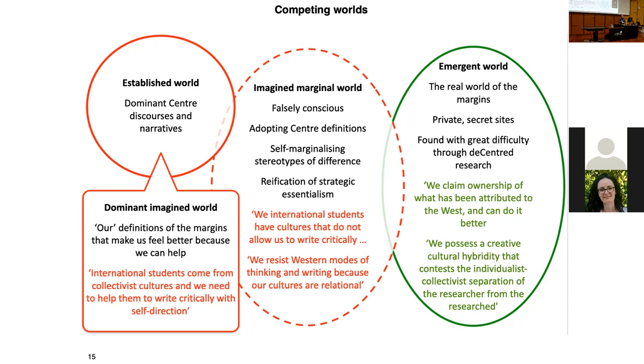So this is not really getting anywhere. What we have to get to is the right-hand side. All of us have to get there. And we have to help our students to get there. And they have to help us to get there. The real world of the margins, the private secret sites that Kanagaraja talks about, found with great difficulty, we claim ownership of what has been attributed to the West and can do it better. We possess a creative cultural hybridity that contests the individualist collectivist separation of the researcher from the researched. We can do all of this, but we can do it better. Okay, because we're not trying to educate the world.